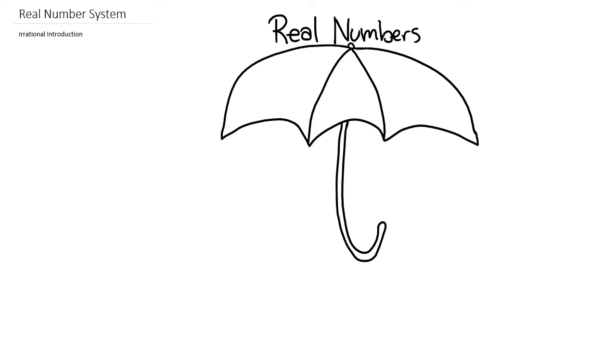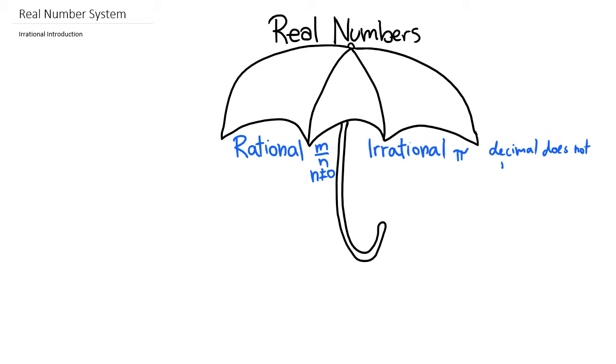Real numbers break down into this idea of rational numbers and irrational numbers. You understand rational numbers as any number that we can write as a fraction m over n, where m and n are integers and n does not equal 0. Irrational numbers, like the number pi, are decimals that do not repeat or terminate.